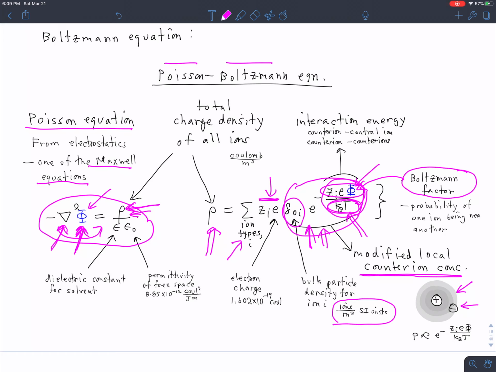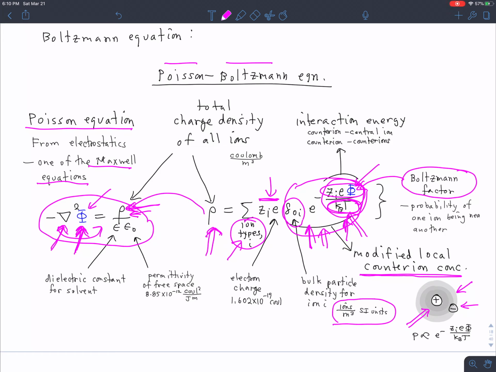And you can kind of see maybe how that would give rise, or be important anyway, for calculating the probability of finding an ion, two ions close to each other. All right, I won't say too much more about that because we haven't done stat mech yet, but that's the idea. So there's a modified, basically, concentration of counterions for each type of ion that's in solution. We sum all those up, and that's our charge density.